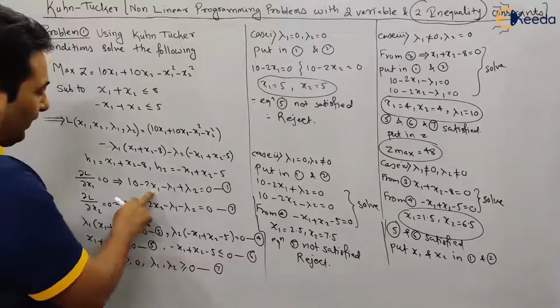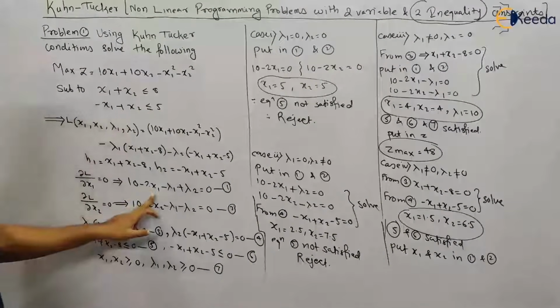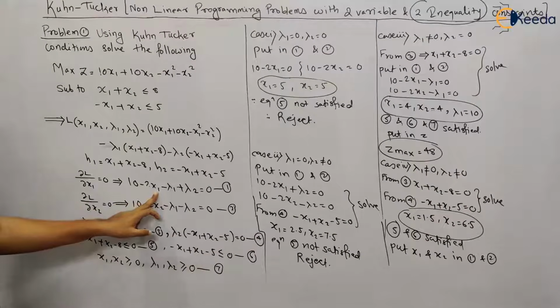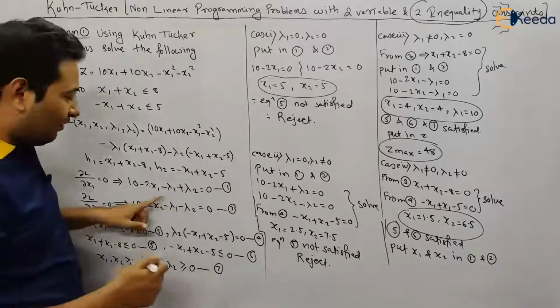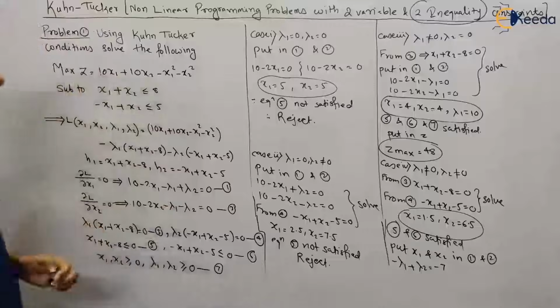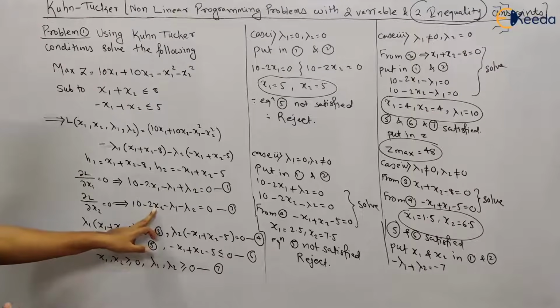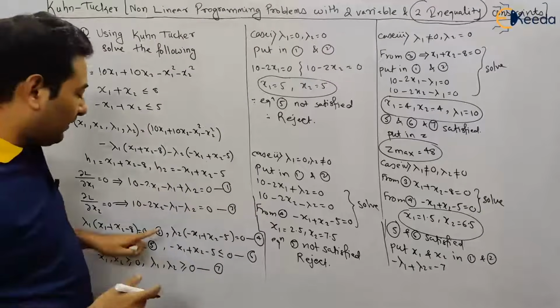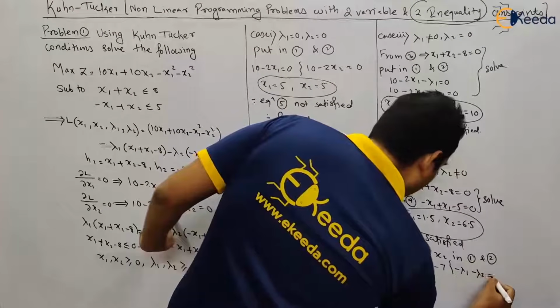x1 value is 1.5. So see here, if I put x1 in equation number 1, that is 1.5, this will be 2 into 1.5, that is 3. 10 minus 3 is 7. 7 will go to that side and will become minus 7. Minus lambda 1 plus lambda 2 equal to minus 7. So this is one equation. If I put x2 as 6.5 here, this will become 13. 10 minus 13 is minus 3. It will go to that side and become plus 3. So this is minus lambda 1 minus lambda 2 equal to 3.